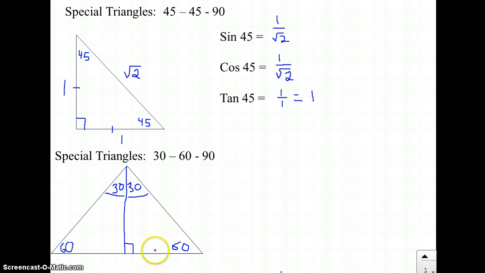Let's label this side as 2. So if all the sides of this equilateral triangle were 2, and I cut this angle in half, that means I cut this side exactly in half. That means these two sides are the same length, and they're both length 1. So if I use Pythagoras' theorem, 2 squared is 4, take away 1 squared is 3. That means this side here is root 3.